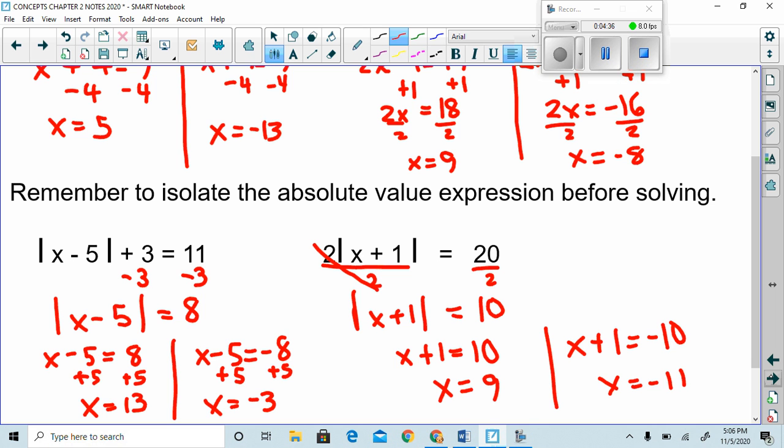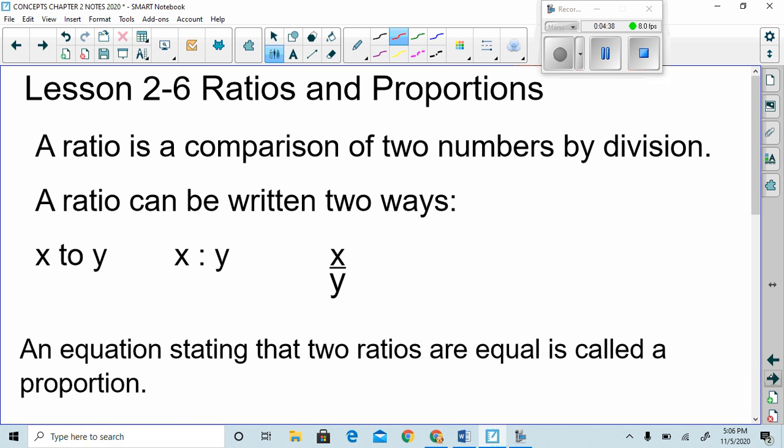We moved on briefly yesterday to starting to talk about ratios and proportions. We found out that ratios are a comparison of two numbers by division, and there were 3 ways to represent it: with the word to, with a colon, or written with the fraction bar, the division symbol. Now, an equation that states 2 ratios are equal is called a proportion. So we're going to be looking at both of these in just a moment.